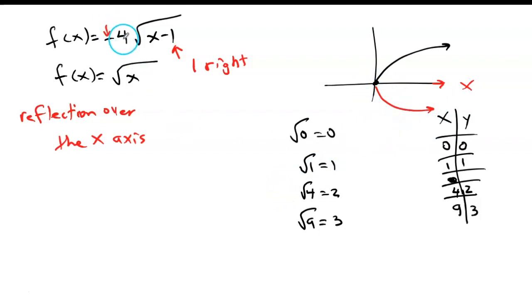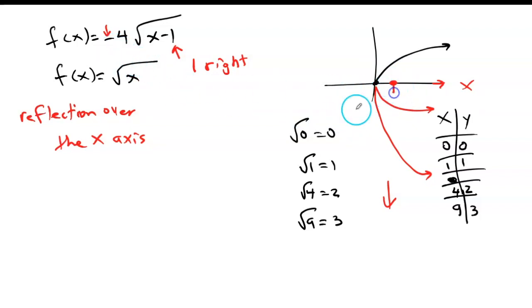A 4 on the outside is a stretch. So it's going to be something like a stretch. I'm pulling my graph down, I'm stretching. All right, so this is an easy way to identify what's going to happen with the function. So that means I went one to the right, so let's go back. Hold on. This is horizontal movement, one to the right. Okay? Reflection, and stretch by 4.